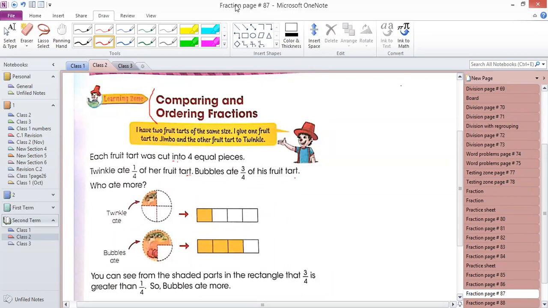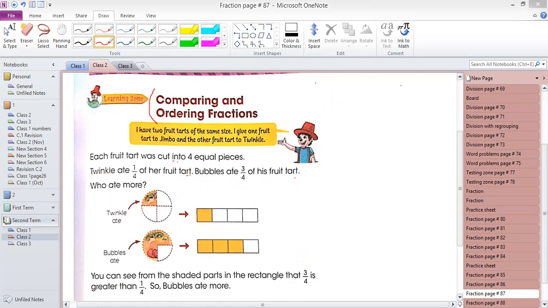Thank you. Amjad, you are reading too slowly. All right, guys. The heading is comparing and ordering fractions. In this heading, you will learn how to compare and order fractions. Which fraction is bigger, which fraction is smaller. Which fraction is biggest, which fraction is the smallest. So in this topic we will learn that.